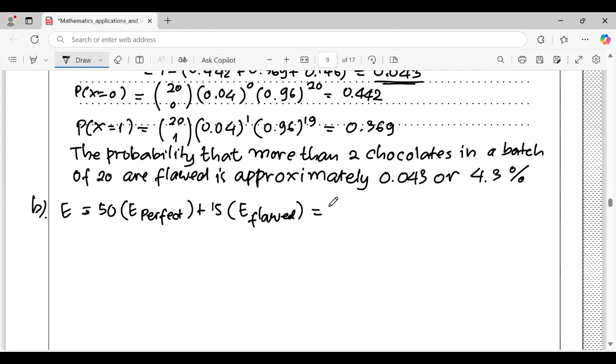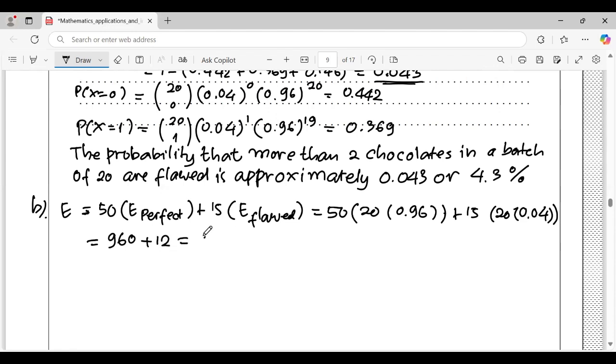So it means 50 times 20 times 0.96, plus 15 times 20 times 0.04. And the result is 960 plus 12. It is 972 pesos.